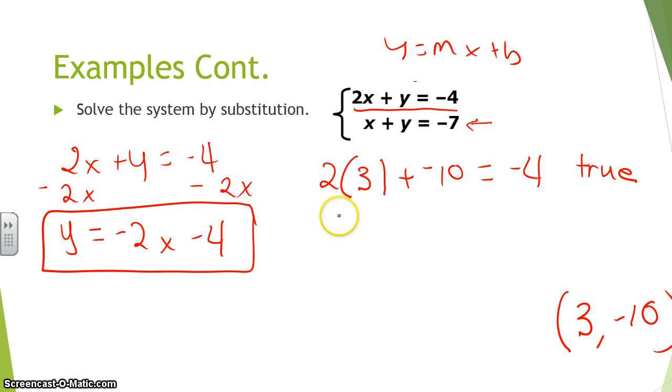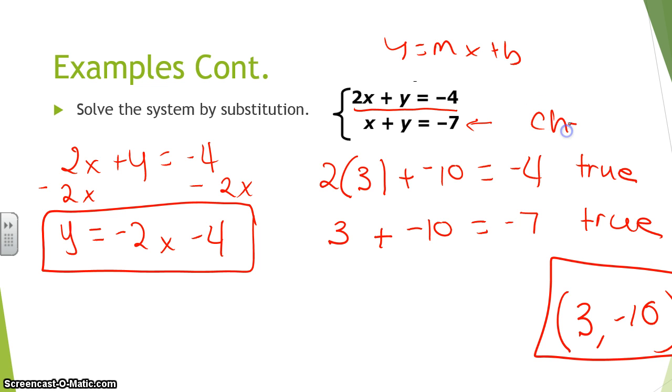Let's look at the second one. We have x, which is 3, plus y, which is negative 10. Does that give me negative 7? Yes, so that is also true. So I showed all my work, I found my ordered pair, and I checked to make sure my ordered pair is true given my two original equations.